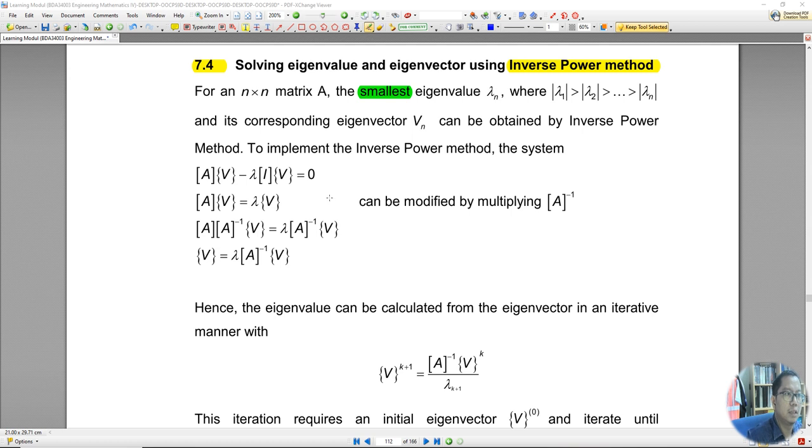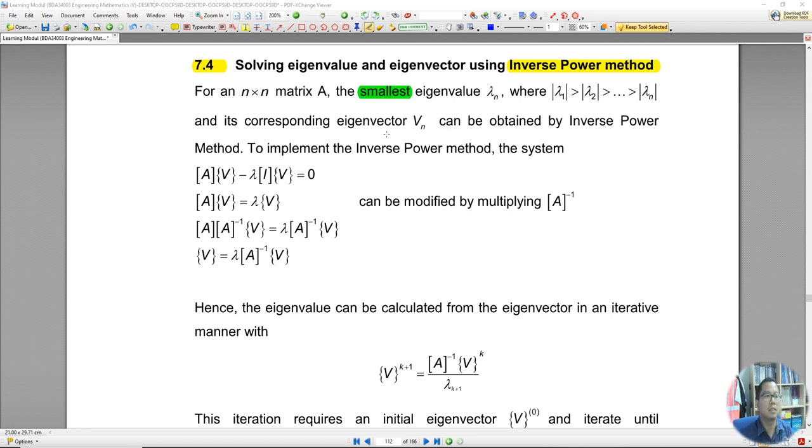In the previous class we already learned how to solve the eigenvalue and eigenvector using the characteristic equation, and also the power method to get the largest eigenvalue. But now, using the inverse power method, we get the smallest eigenvalue, denoted as lambda n, where eigenvalue 1 is bigger than the others. Its corresponding eigenvector, denoted as Vn, can be obtained by the inverse power method.